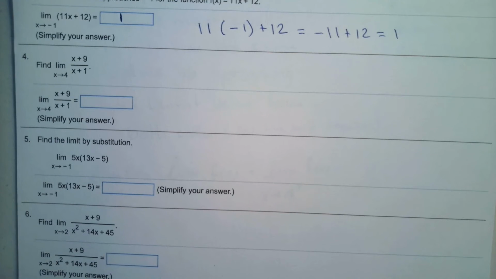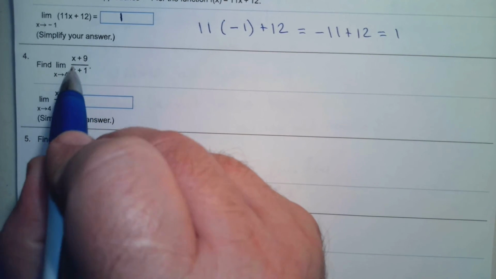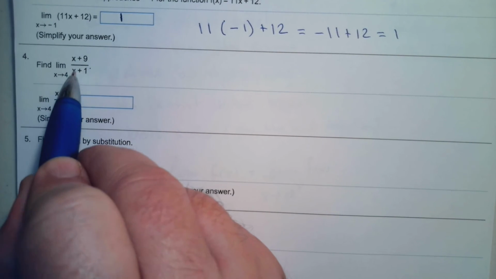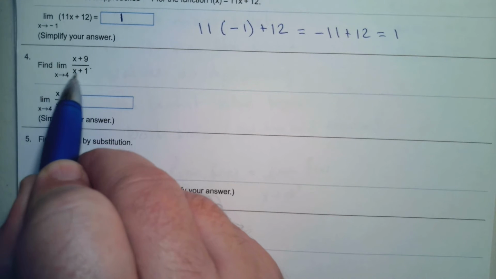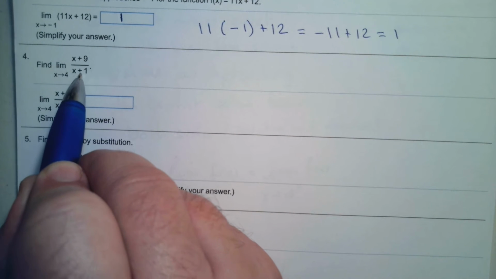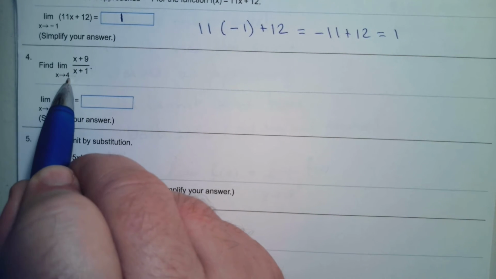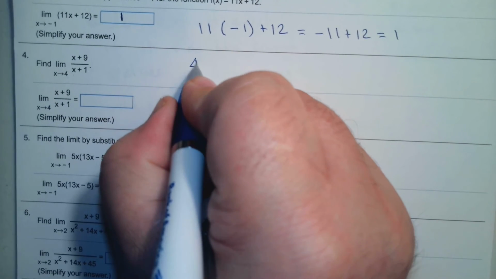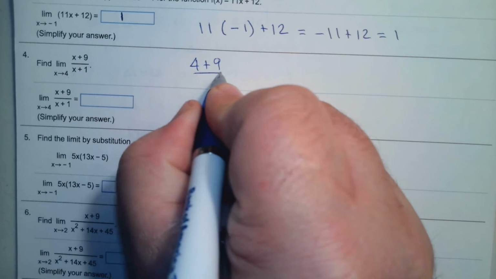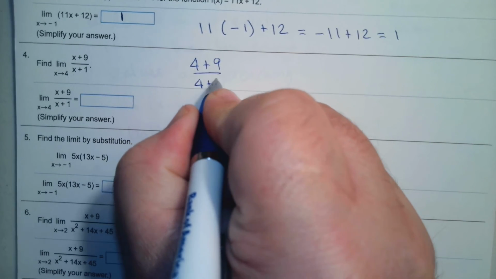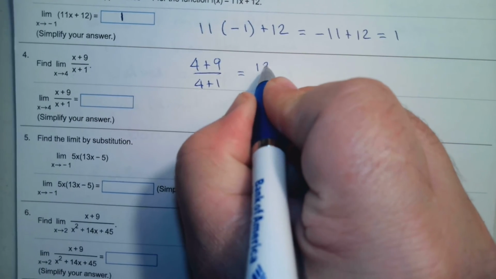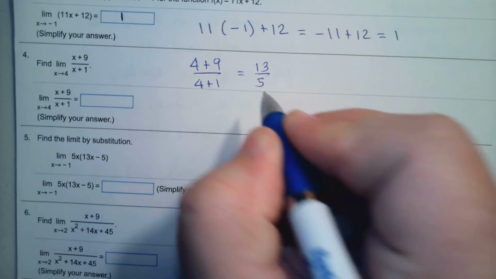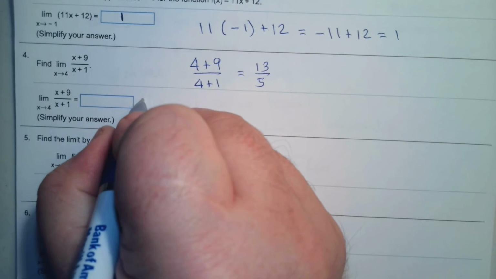Number 4. Okay, this is a rational function, so look at the denominator. The only value we cannot use is -1, but we're going to 4. So let's just plug it in there. 4 plus 9 over 4 plus 1, 13 over 5. That's the limit.